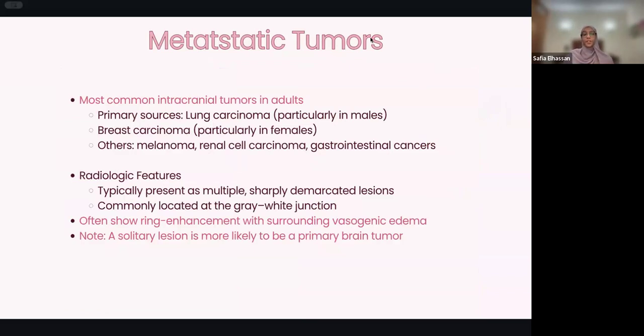So radiological features is that they typically present as multiple, and this is important, sharply demarcated lesions located at the gray-white junction. And they often show ring enhancement with surrounding vasogenic edema. So if you see a solitary lesion, that's likely to be a primary brain tumor, with the exception of, do you guys remember which one would have multiple lesions or nodules?